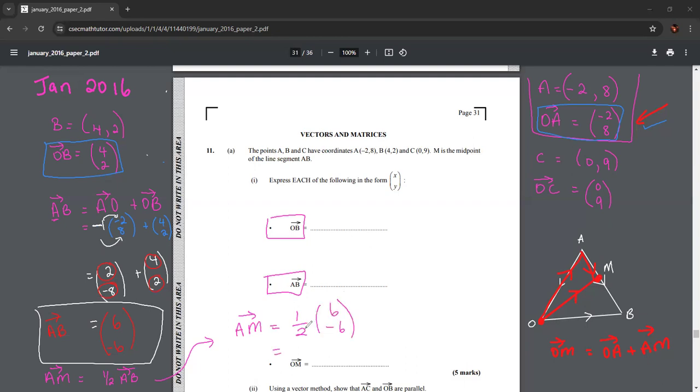So half of that. Anytime you have a number, a letter, or a fraction outside of a vector, you can multiply that by everything inside. So it's going to be a half times 6. Half of 6 is 3. And a half times negative 6 is negative 3. So AM is going to be 3, negative 3. I'm pausing here.